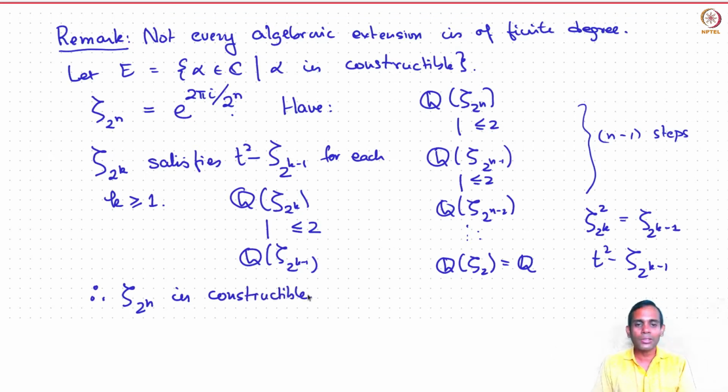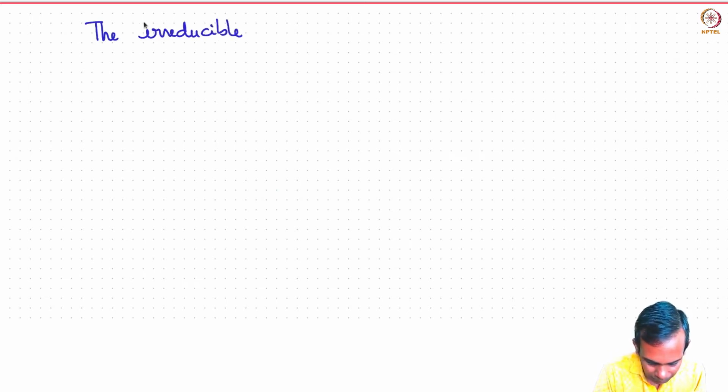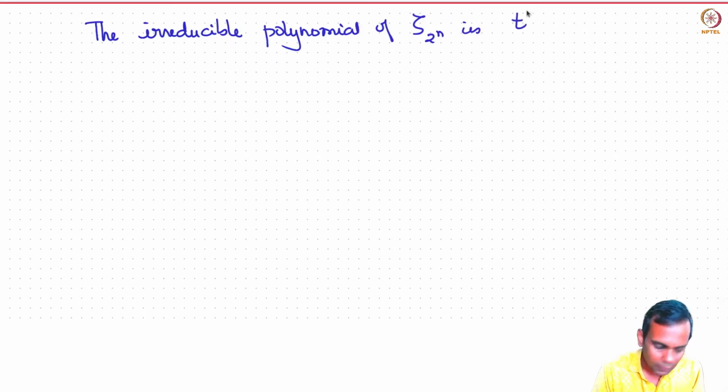Okay, but we also know a little more about zeta 2 to the power n. We have shown that the minimal polynomial, the irreducible polynomial of zeta 2 to the power n is t to the power 2 to the power n minus 1 plus 1.